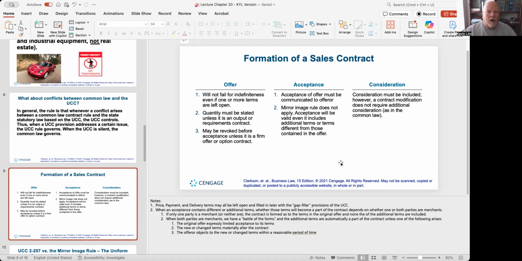So the offer under the other contract terms, non-UCC, had to be definite, but under the UCC, it can be a little bit indefinite, but the quantity has to be stated, the price has to be stated, etc. It has to be relatively clear. But even if it's a little vague on a few things, it could still be considered a valid offer under the Uniform Commercial Code. Now, what if I try to pull back my offer before it's accepted?